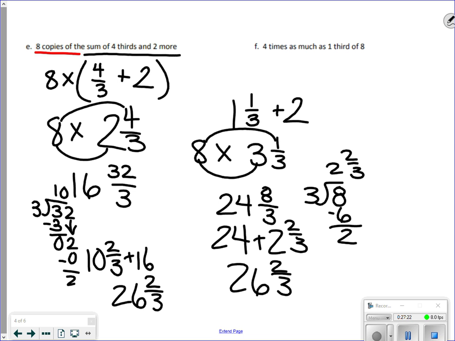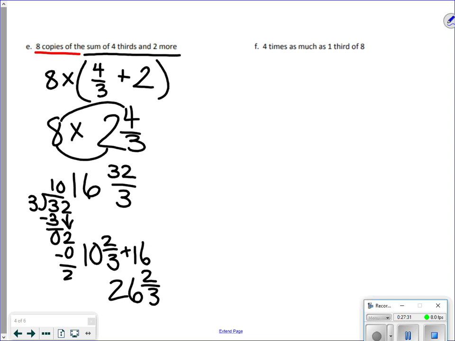Hadley, you're making a face. About what? Well, that's kind of vague. 4 times as much as 1/3 of 8.